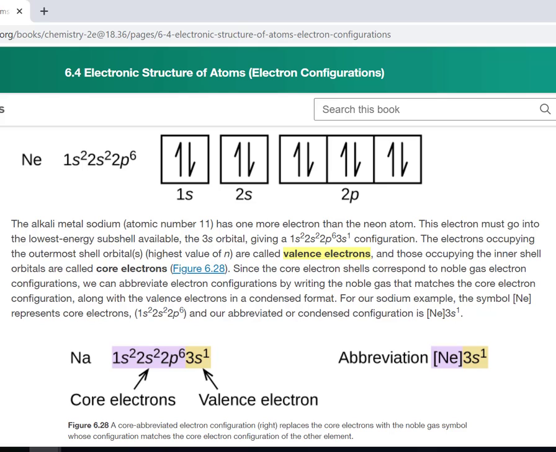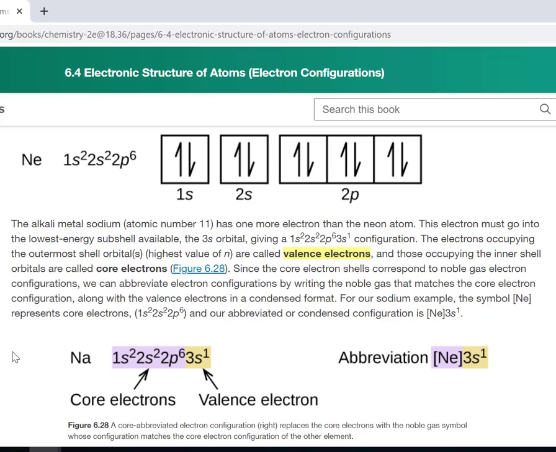So valence electrons are the electrons in the outermost energy level or outermost shell, so the ones with the highest principal quantum number. The other electrons are what we call the core electrons. So the core electrons are any electrons that don't have the highest principal quantum number.